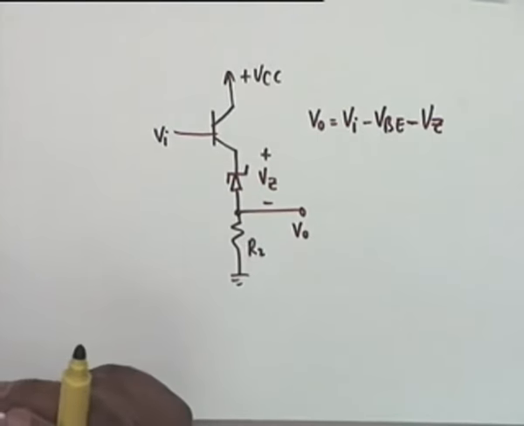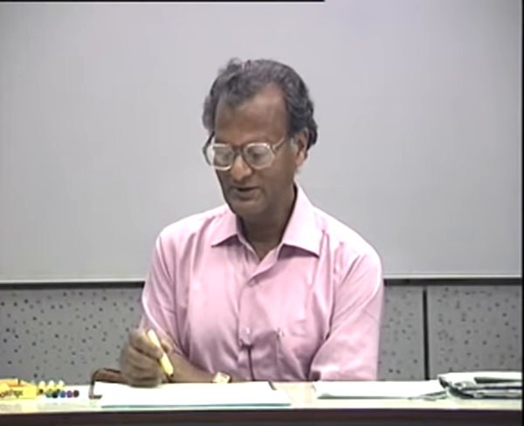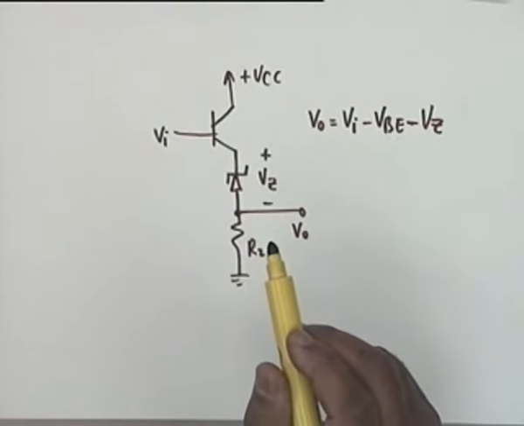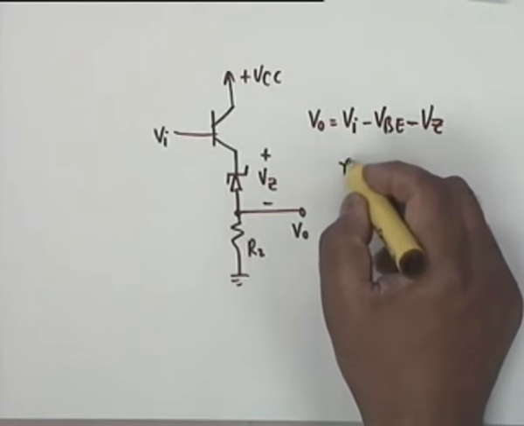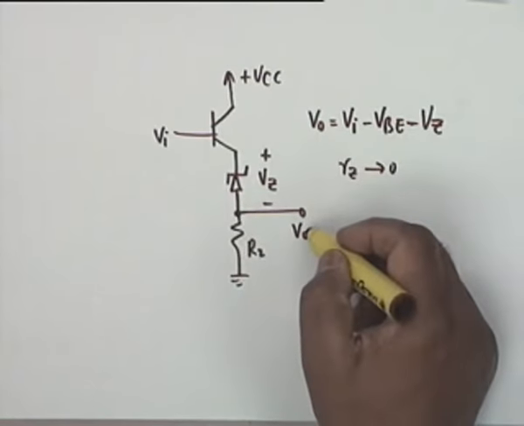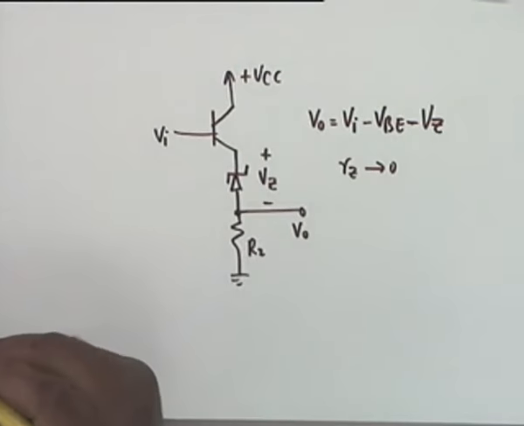Does it affect the gain, signal gain? No, because the Zener diode dynamic resistance is a very small quantity. RZ tends to 0, and therefore V0 signal component is approximately the same as VI.